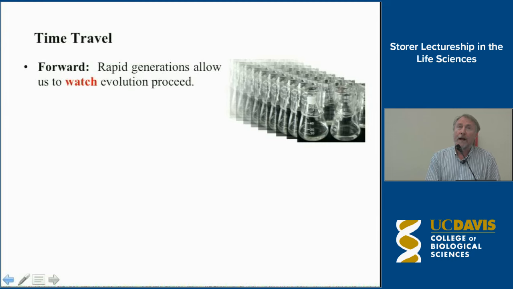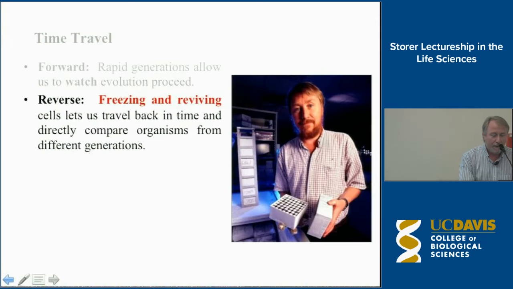So I like to say that we have three kinds of time travel that I'll illustrate that are part of this experiment. One is the fact that because these are fast reproducing, we can watch evolution as it occurs, so we have evolution going forward. Then, because we've got this frozen fossil record, we can go back in time. So we can look backwards in time.